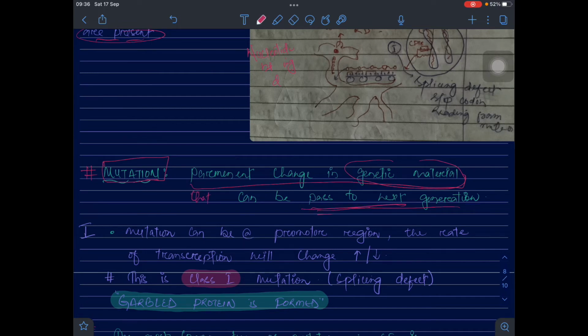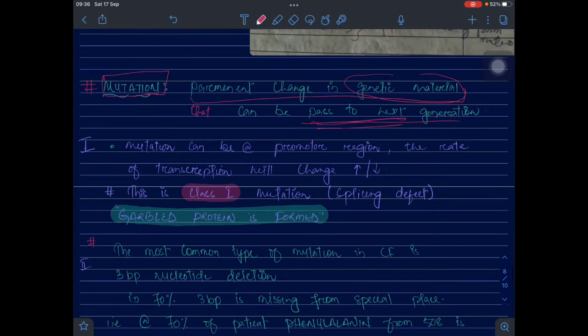Passed from one generation to the next generation. Okay, so in the first case, let's look at what the different types of mutation present in cystic fibrosis are. Mutation can be at the promoter region. See, in the first region, the promoter region of the gene, the rate of transcription will change. That will either increase or decrease.